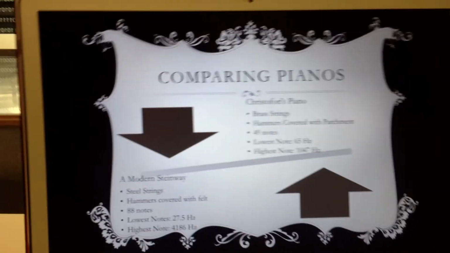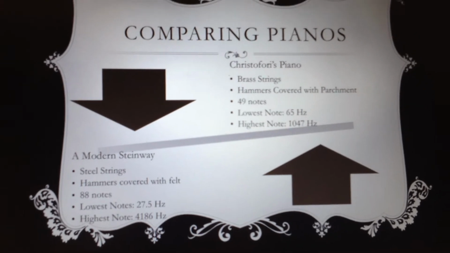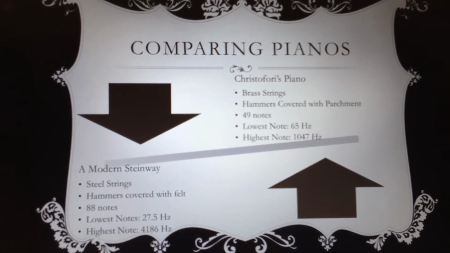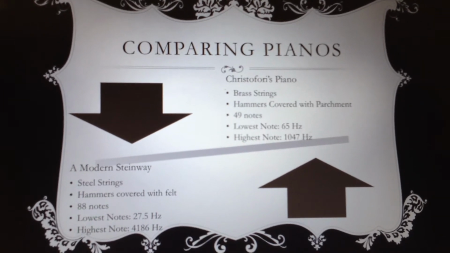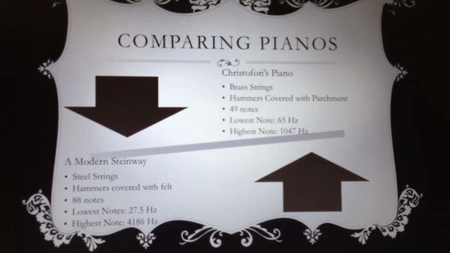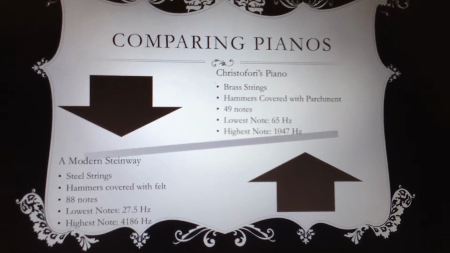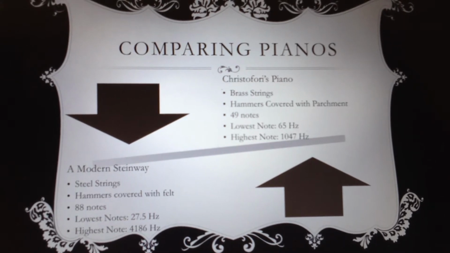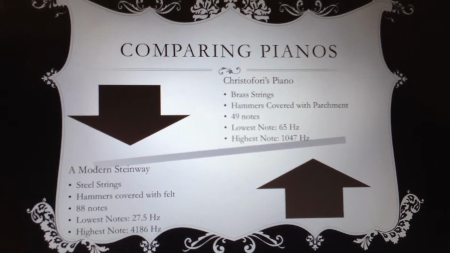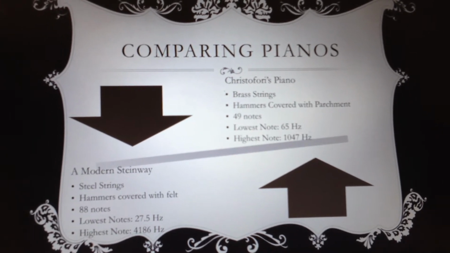First I'm going to talk to you a little bit about the two main different kinds of pianos. We have the modern Steinway, which has steel strings, hammers covered with felt, 88 notes, and a huge, monstrous range of notes that you can possibly have compared to the Cristofori piano, which has about 1/4 the amount of frequency coverage. There are also half as many notes, roughly, and the hammers are covered with parchment, and the strings are made of brass instead of steel.